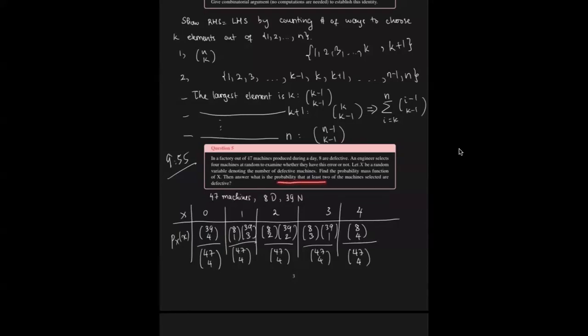And we want the probability that at least 2 machines selected are defective, which means the number of defective machines is at least 2. And we look into the table. What is at least 2? It is 2, 3, and 4. So if you take all the values here and you add them together, you will get the final answer. Any question about this one?